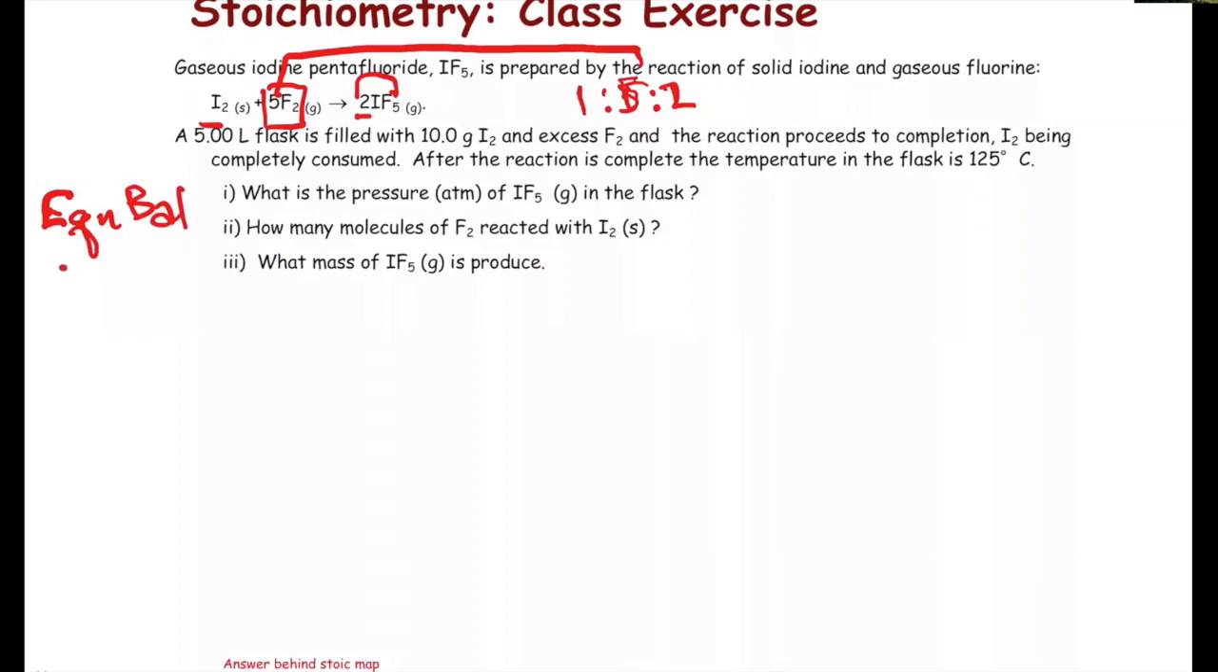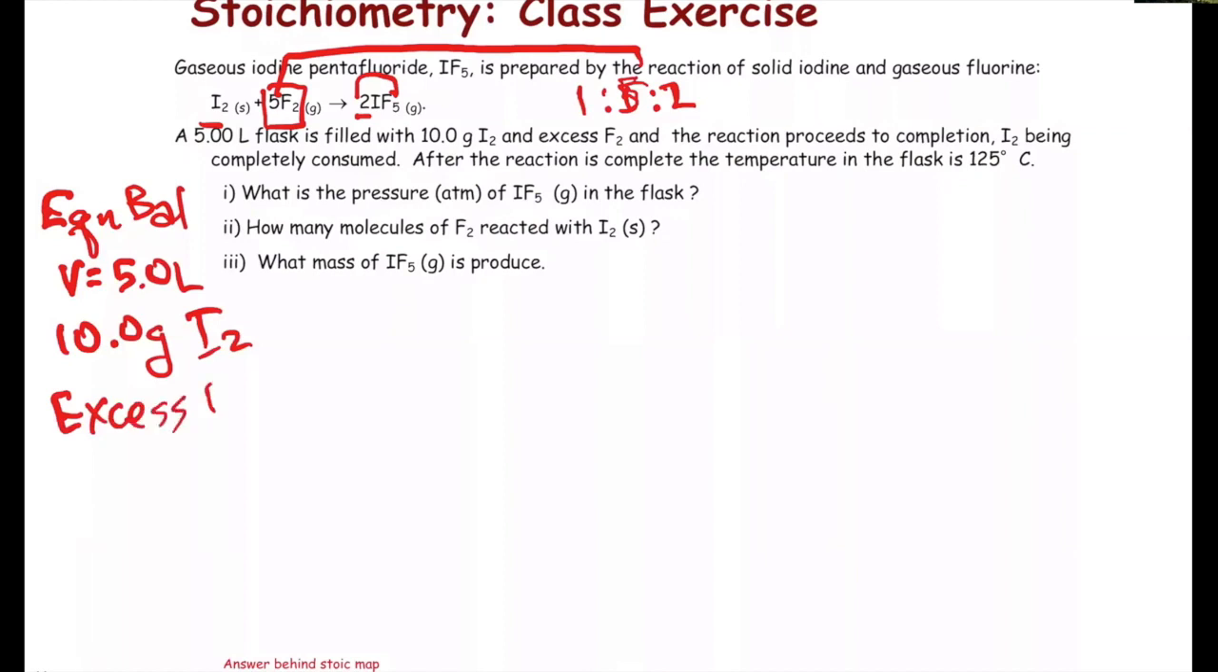so the volume is equal to 5 liters, is filled with 10 grams of iodine, excess fluorine, which means that fluorine is a non-factor in this problem except for balancing, and the reaction proceeds to completion. That means it's 100%, iodine being completely consumed. So this is the limiting agent. In other words, this is the chemical that dictates how much product you produce.